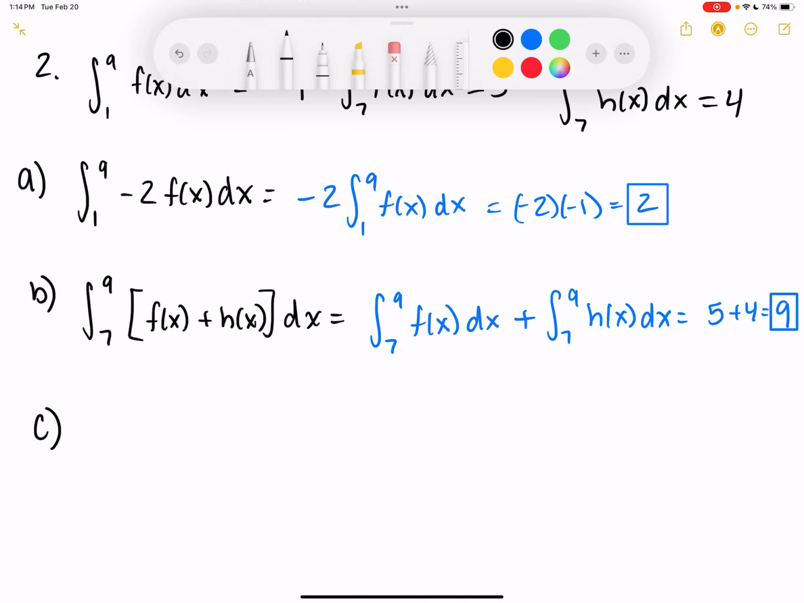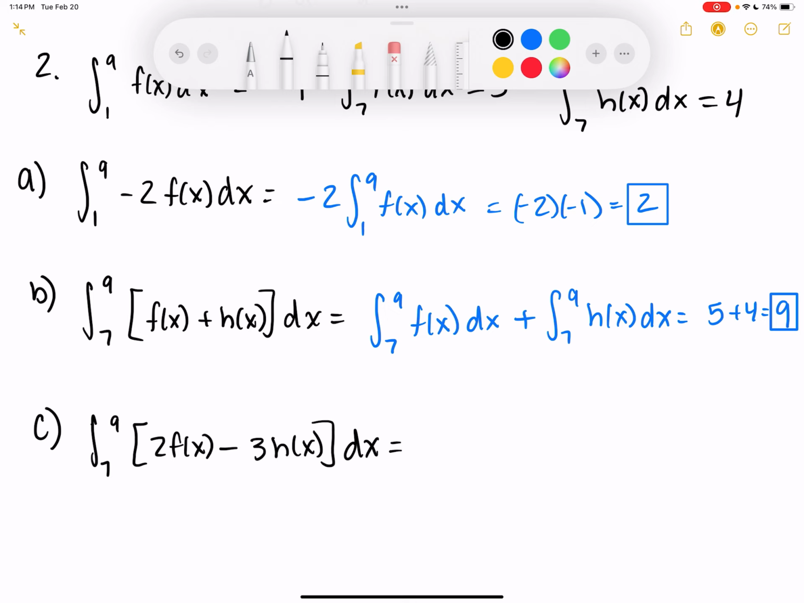C, we have the integral from 7 to 9 in the bracket 2 f of x minus 3 h of x dx. So what all do we have going on here? Isn't there constant multiple and there's subtraction? Yeah, constant multiple and subtraction.